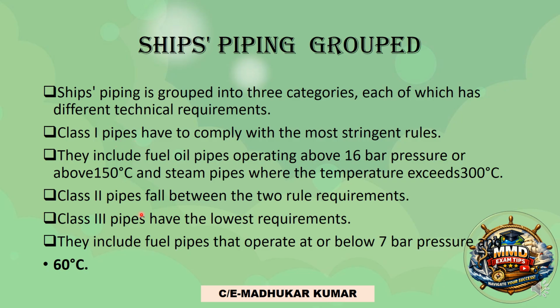The class 2 pipes fall between these two rule requirements, like your class 1 and class 3. We have class 3 pipes also. Class 3 is the lowest requirement: pressure approximately below 7 bar and temperature below 60 degrees centigrade. So class 1 is on top and class 3 is the lowest requirement. We will see how the material is utilized for the separate piping systems.